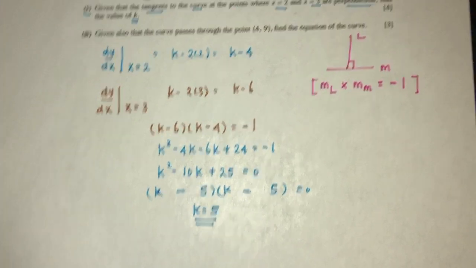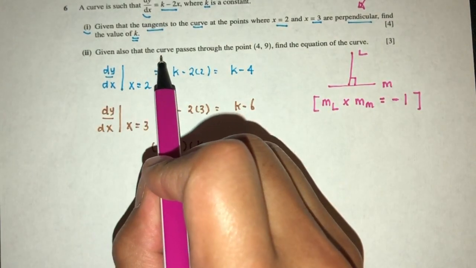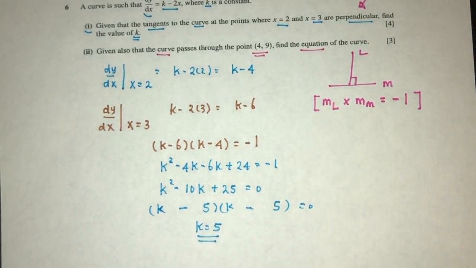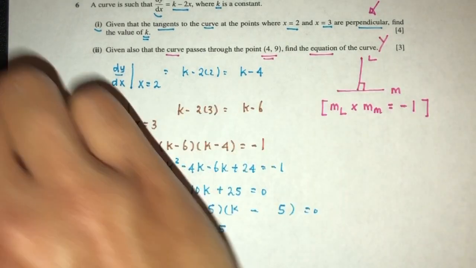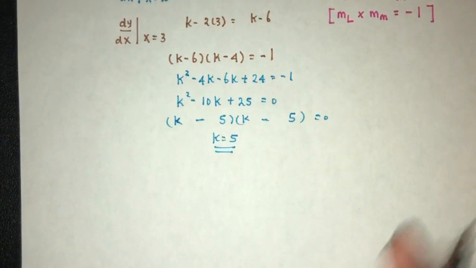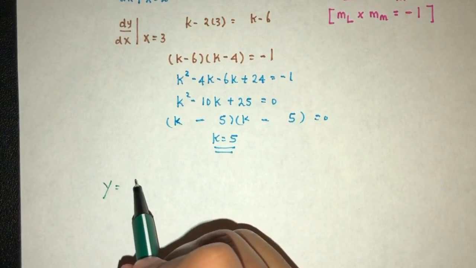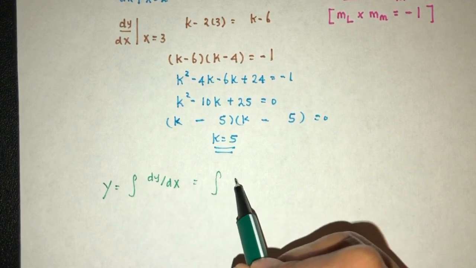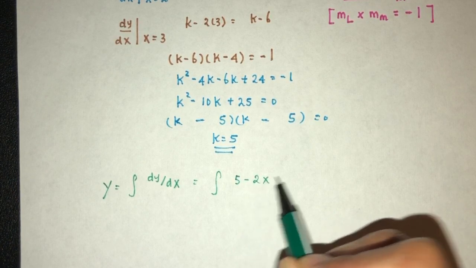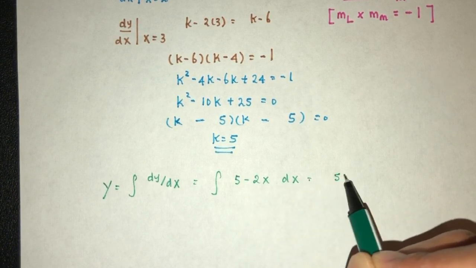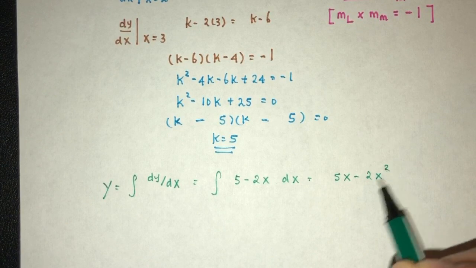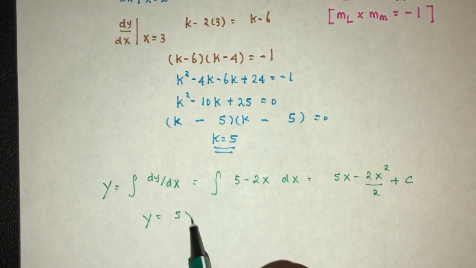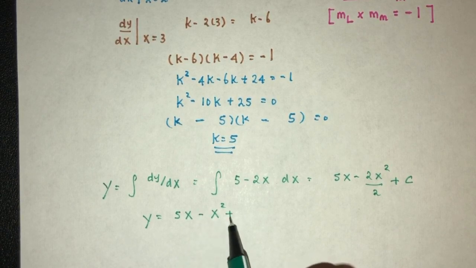Part 1 done. Now part 2, given that also the curve passes through this point, we have to find the equation of the curve. The equation of the curve means we have to find the value of y. So pretty easy. We understand that y is simply the integration of dy by dx. That will be the integration of 5 minus 2x with respect to x. That will be 5x minus 2x squared over 2 plus c. So y right now is 5x minus x squared plus c.